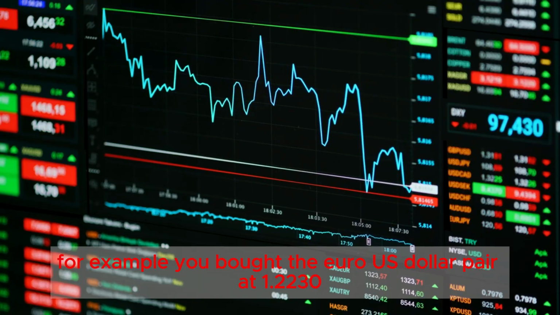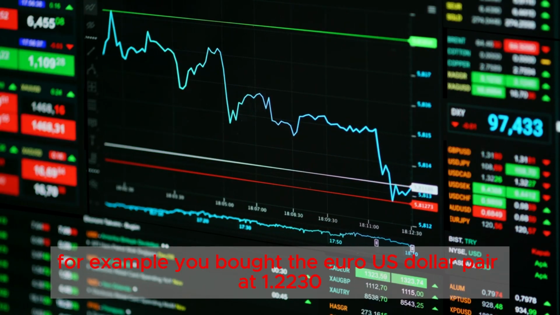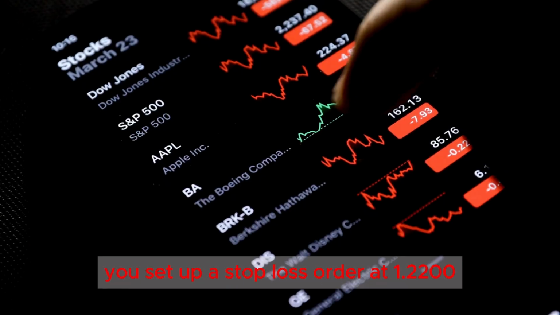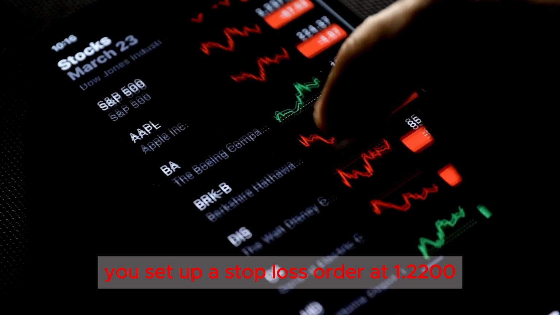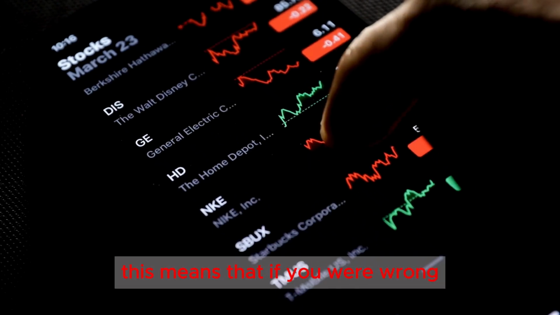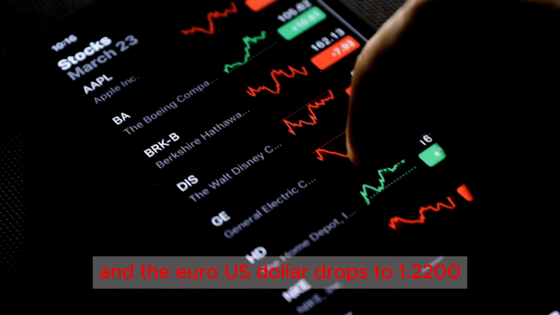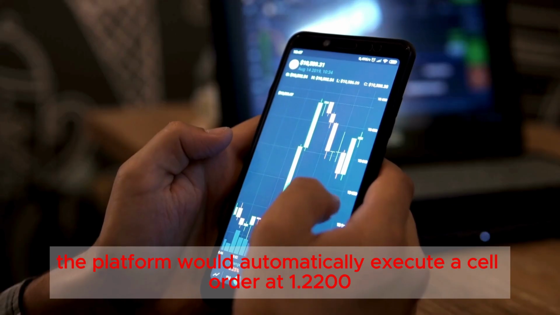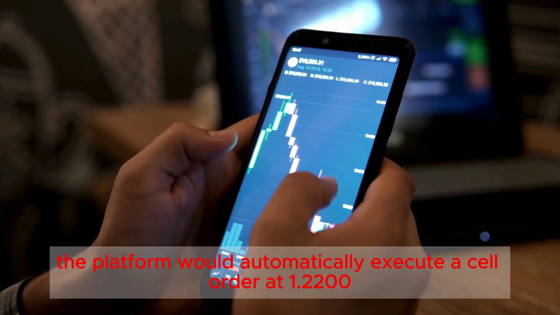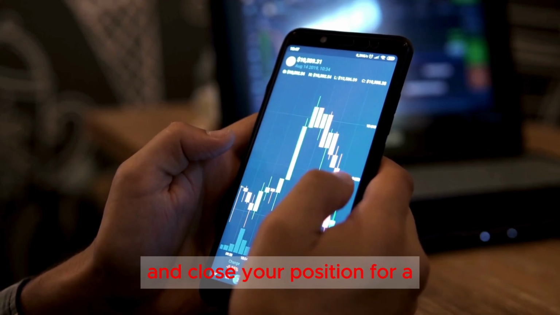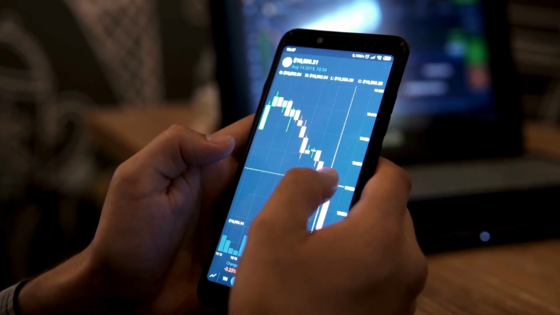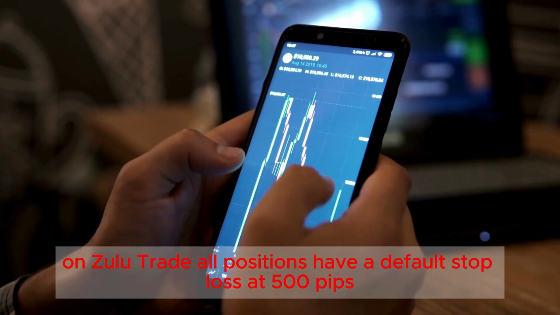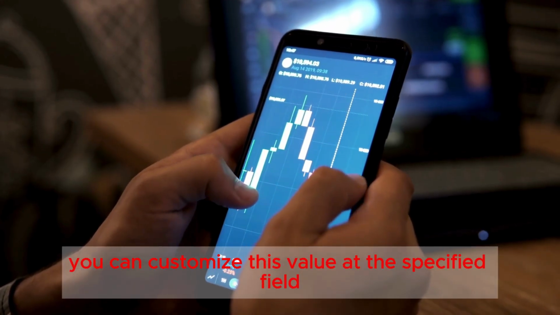For example, you bought the euro-US dollar pair at 1.2230. To limit your maximum loss, you set up a stop-loss order at 1.2200. This means that if you were wrong and the euro-US dollar drops to 1.2200, instead of moving up, the platform would automatically execute a sell order at 1.2200 and close your position for a 30 pip loss. On Zulu Trade, all positions have a default stop loss at 500 pips. You can customize this value at the specified field.